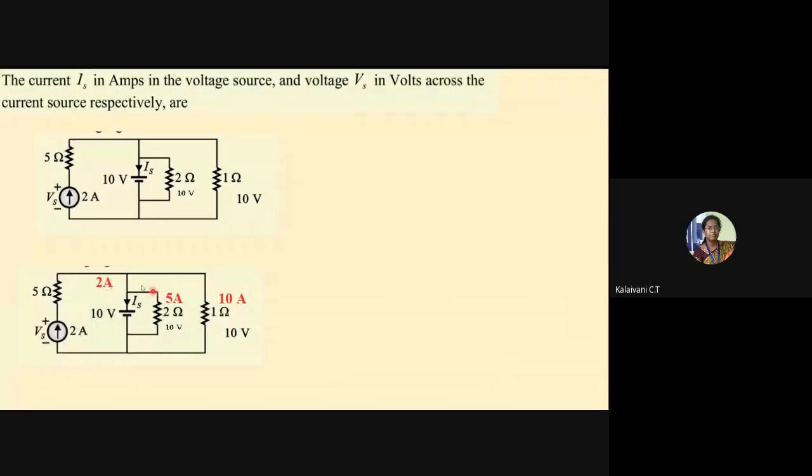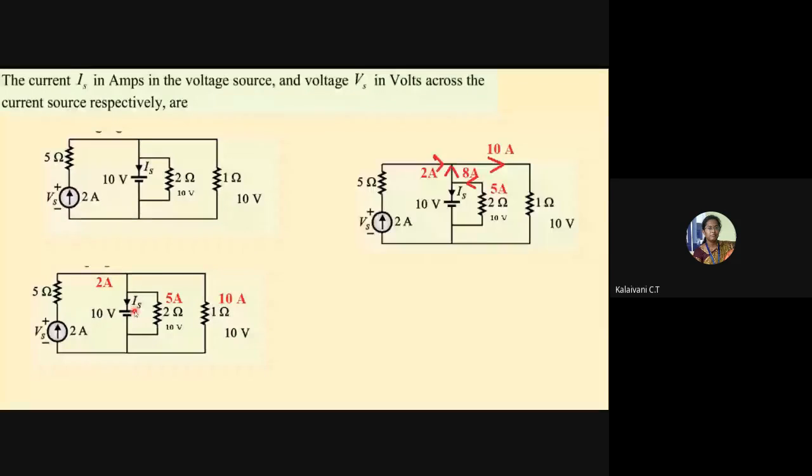Now we can find at this junction, what will be the current here? It will be 8 amps. 2 is incoming, 10 is outgoing. Again, this is the incoming current, means this will be equal to 8 amps. We are applying the KCL law here. After this, we'll apply the KCL law at this junction.